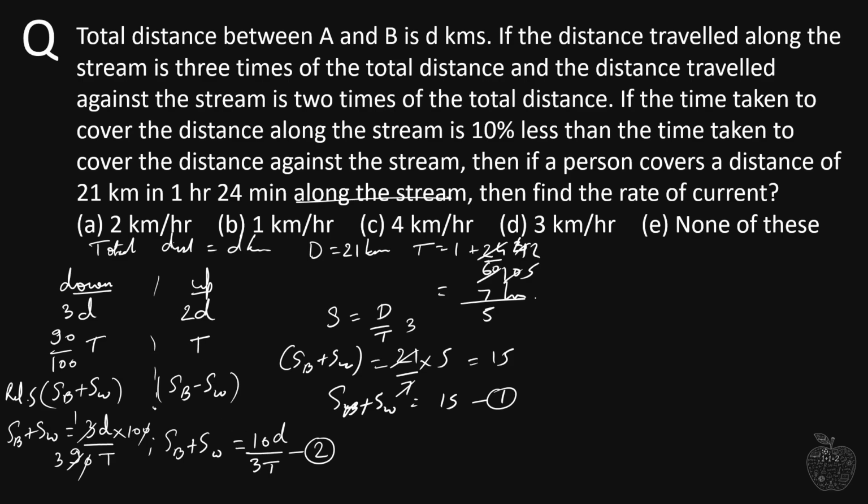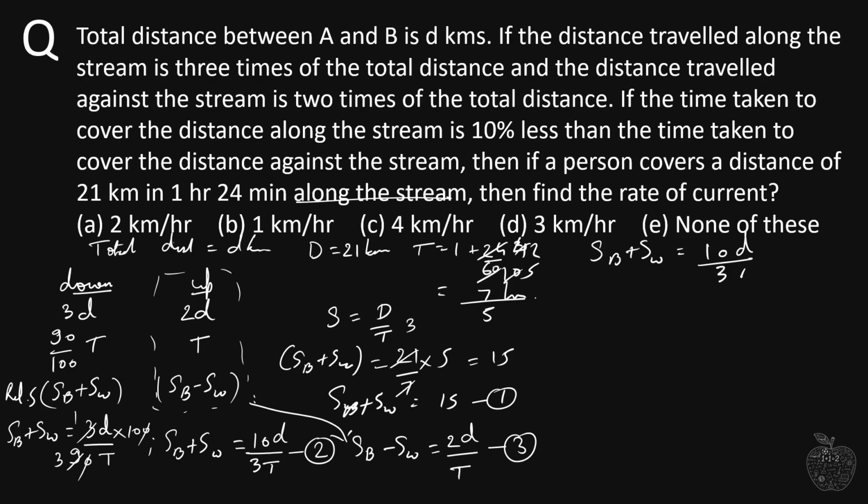Now let's use the same formula in the case of upstream as well. We get speed, which is SB minus SW, equal to distance, which is 2d, divided by time, which is t. Let's call this equation 3. Now we divide equation 2 by equation 3. SB plus SW equal to 10d divided by 3t, divided by SB minus SW equal to 2d by t. This is what we get after dividing equation 2 by equation 3. Let's simplify. t gets cancelled, d d gets cancelled, 2 1s are 2, 2 5s are 10.